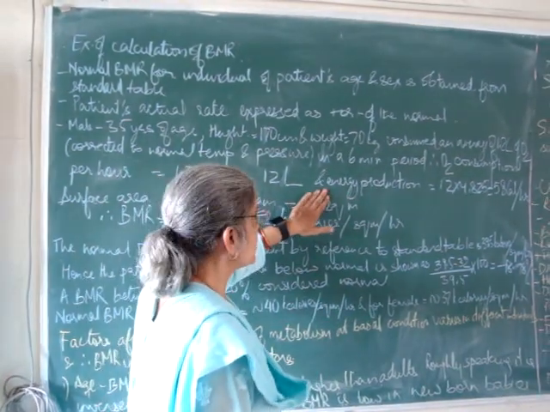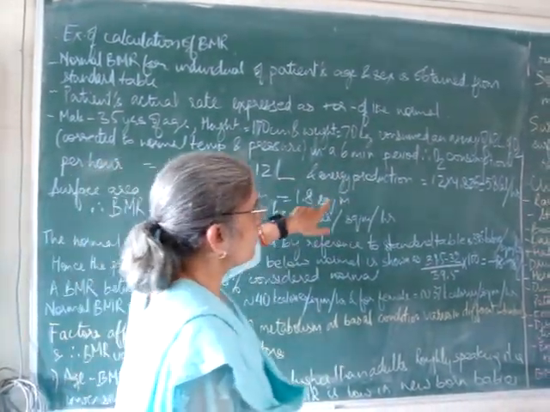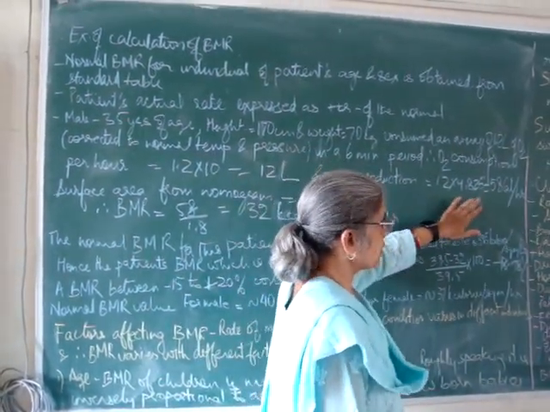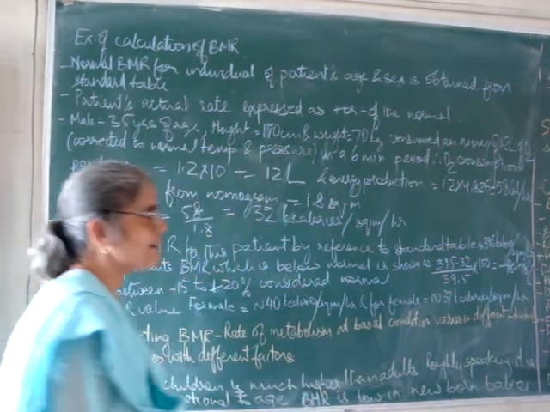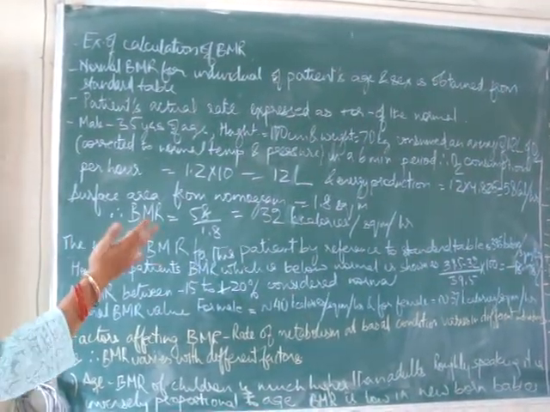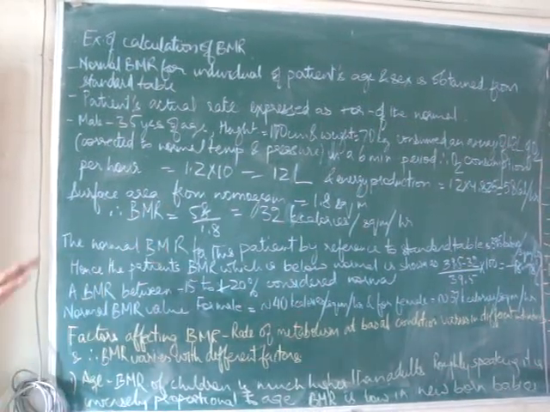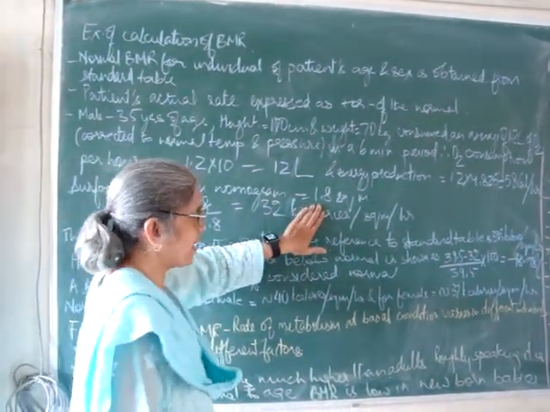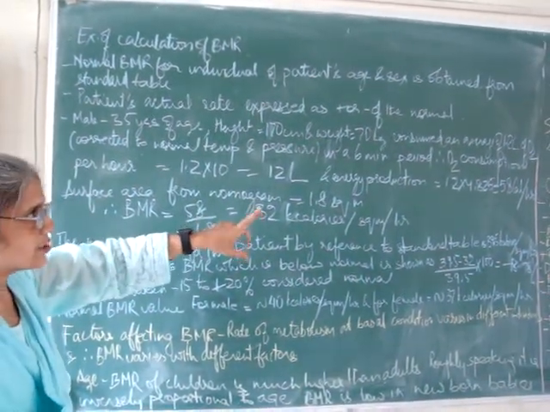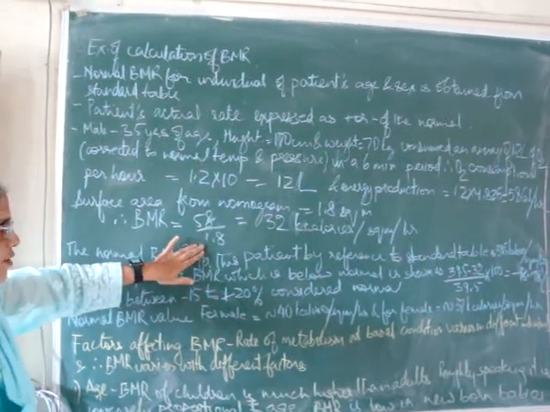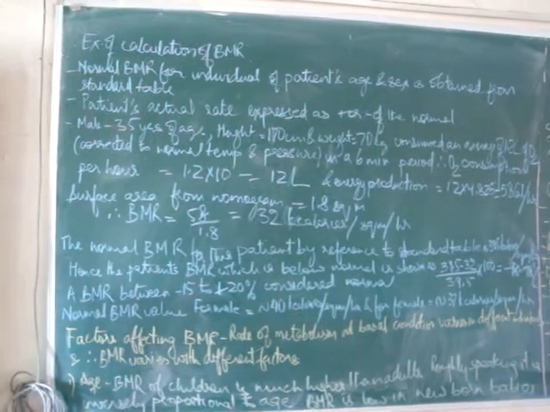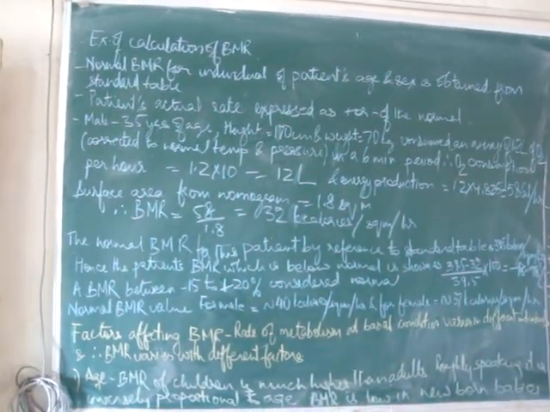So for energy production, this amount of oxygen will be multiplied by 4.825. So the energy production comes to around 58 kilocalories per hour. Now the surface area from the nomogram, with the person's height and weight, was ascertained and found to be 1.8 square meters. So the BMR will be this heat production per hour divided by the surface area of the body, and it comes to around 32 kilocalories per square meter per hour, which is the unit for BMR.